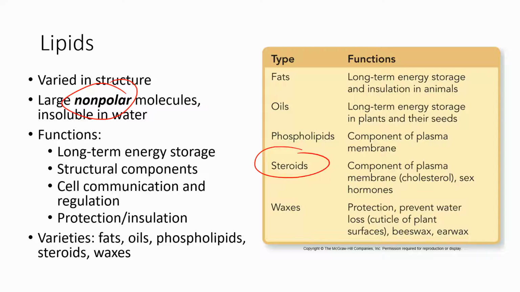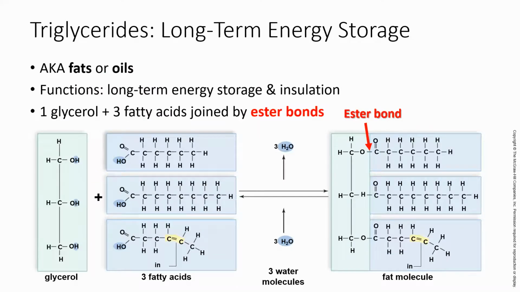And they can also serve to protect against dehydration. Waxes, for example, do that. They're an important component of the cell membrane, and they are also involved in cell communication and regulation within the cell.